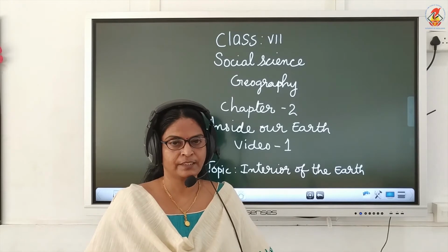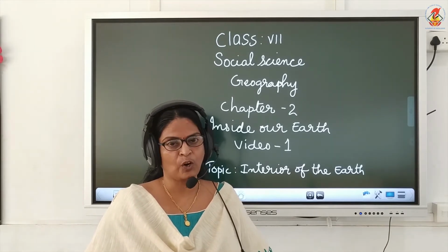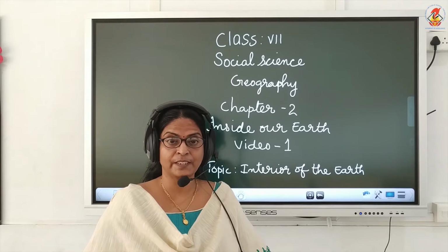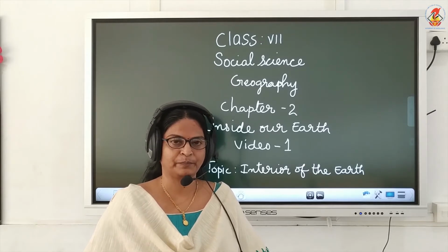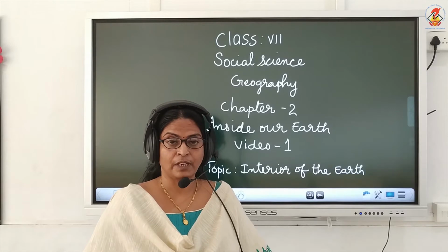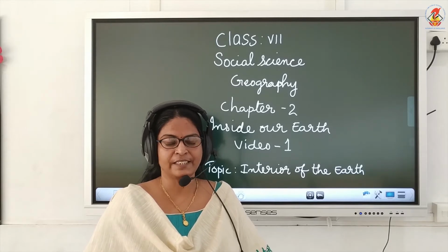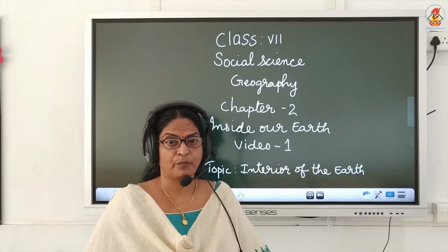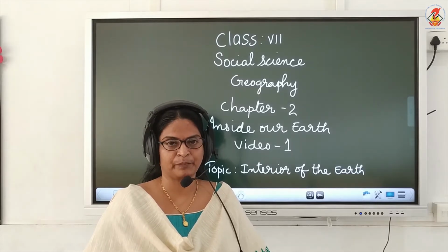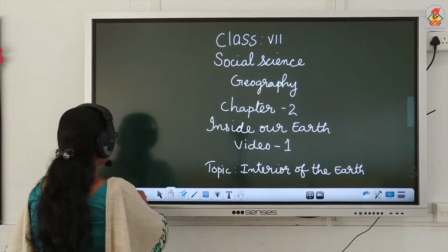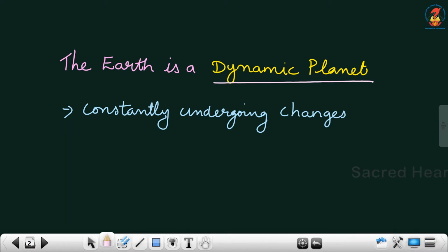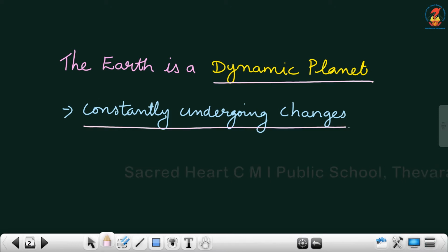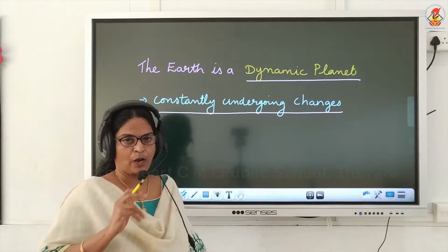Children, we know that the Earth is our homeland. The Earth is called a blue planet. You know our Earth is also called a dynamic planet. Why is it called a dynamic planet? Because Earth is constantly undergoing changes inside and outside.